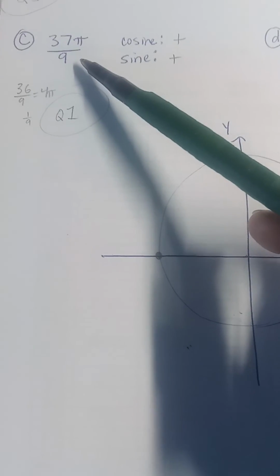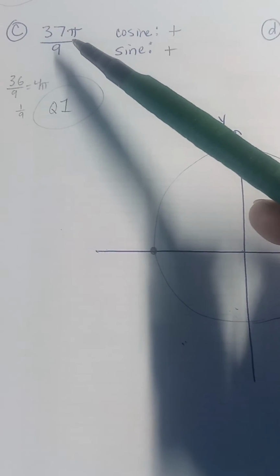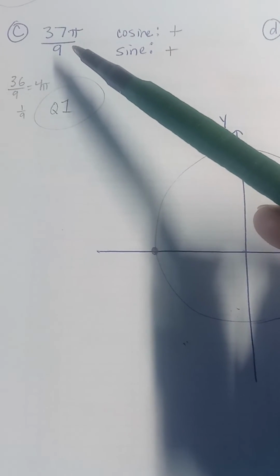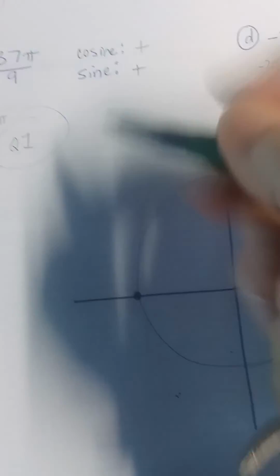So it's going to be twice around, because 36/9 of pi is twice around, and then plus a little more. So that's going to put us in quadrant 1. And in quadrant 1, everything's positive.